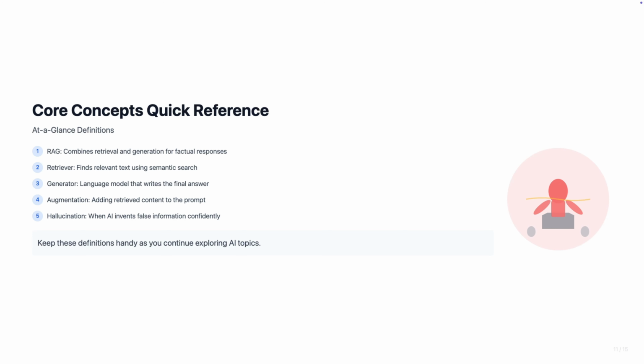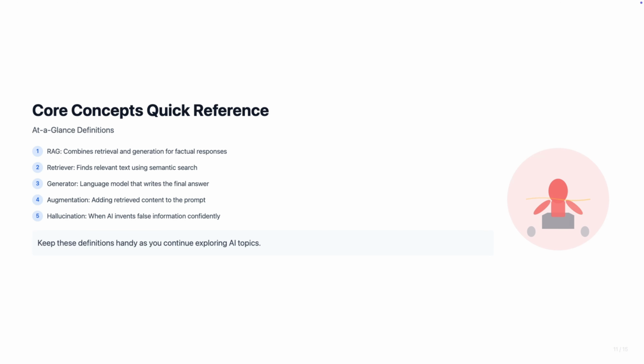The generator is the large language model, like GPT, that produces the final human-readable response, but only after seeing the retrieved evidence. Augmentation is the step where the retrieved content is added to the input prompt, giving the AI context to work with. And hallucination? That's when AI makes up plausible sounding but false information, something RAG greatly reduces by grounding answers in real data.